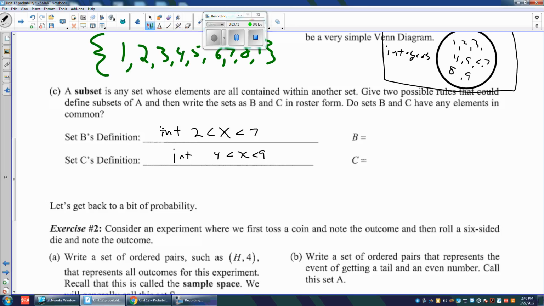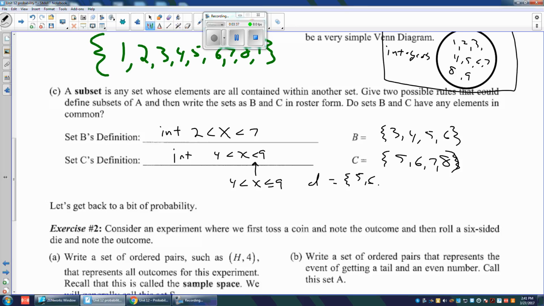And then write the sets in roster form. 3, 4, 5, 6. 5, 6, 7, 8. They have to be in curly braces. If I would have had that underlined, 4 is less than X, which is less than or equal to 9, set D would be 5, 6, 7, 8, 9. Got it?